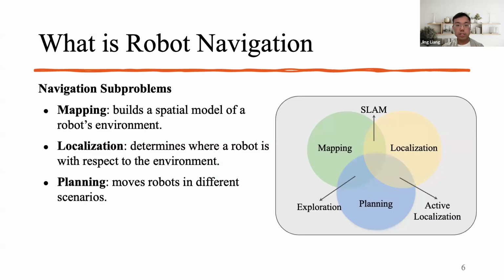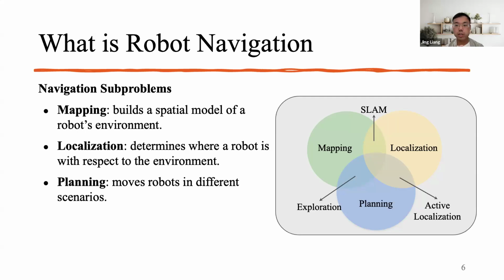All right. So those are the demos for the indoor and outdoor experiments. Navigation generally includes three subproblems, which are mapping, localization, and planning. Mapping builds a spatial model of a robot's environment, and localization determines where a robot is with respect to the environment. And planning is to move the robots in different scenarios.